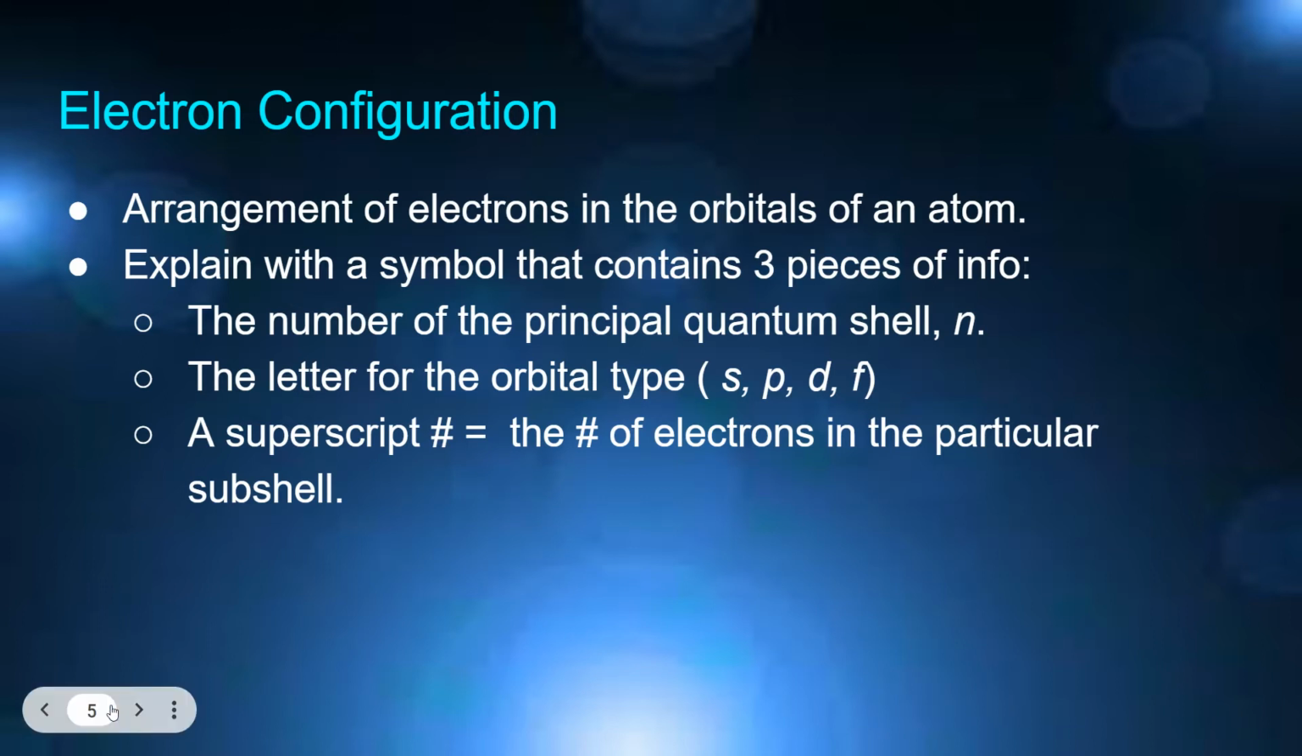Electron configuration. The definition of electron configuration is going to be the arrangement of electrons in the orbitals of an atom. We explain this with a symbol that contains 3 pieces of information. The first piece of information is the principal quantum shell, or the energy level, which is denoted by a number, or the N that's on your periodic table. There also is going to be a letter for the orbital type, like the S, P, D, or F orbital. And lastly, there's going to be a superscript with a number, and this is going to be the number of electrons in a particular subshell.